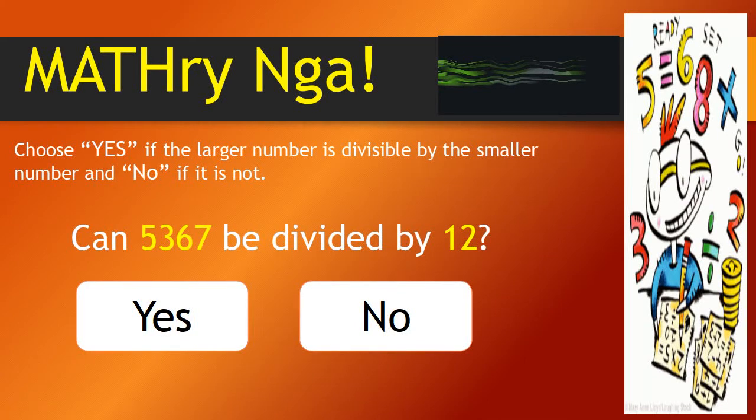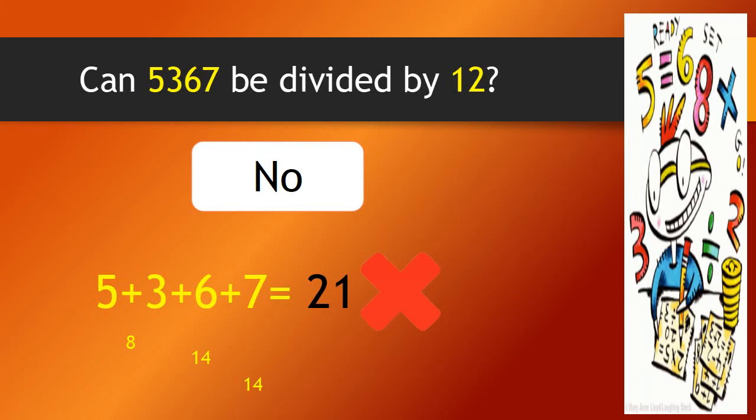So let's try it. Choose yes if the larger number is divisible by the smaller number and no if it is not. Can 5,367 be divided by 12? Yes or no? And the answer is no. Why? Because 5,367, if you add the digits, 5 plus 3 plus 6 plus 7 is 21. It is divisible by 3, but it is not divisible by 4.